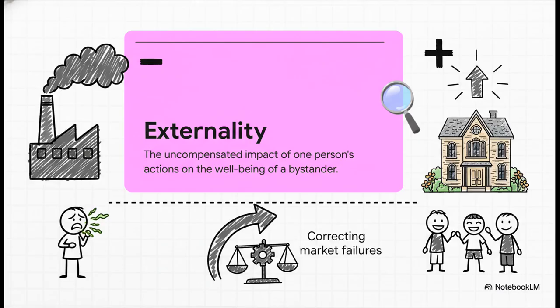Okay, so here's the textbook definition you'll want to remember. An externality is the uncompensated impact of one person's actions on the well-being of a bystander. And that word, uncompensated, is everything. If the impact is bad, like factory pollution, we call that a negative externality. But they can be good too. Imagine your neighbor spends a ton of money restoring their beautiful old house. Well, that makes the whole street look better and probably bumps up your property value. That's a positive externality. You get a benefit you didn't pay for.